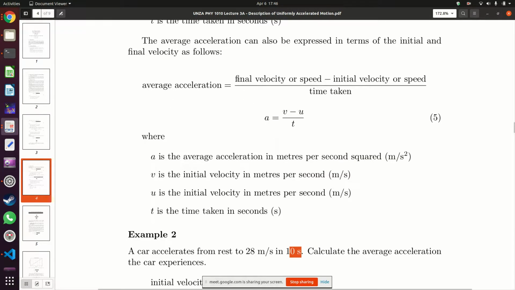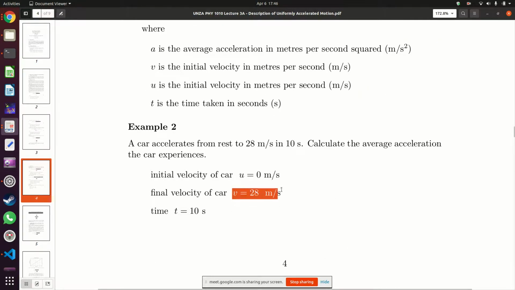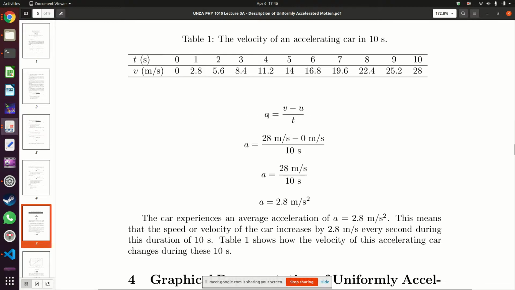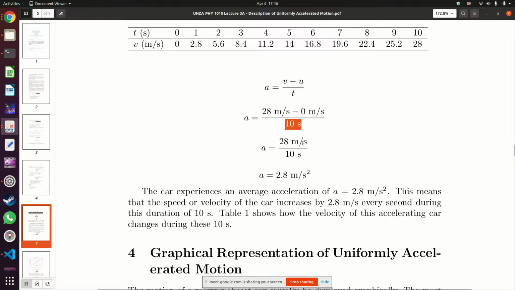Remember, the average acceleration is the final velocity minus the initial velocity divided by how much time. So a is equal to v minus u divided by t. v is 28 meters per second, u is 0 meters per second, and the time taken is 10 seconds. So you end up with 28 meters per second on top divided by 10 seconds. We end up with a value of acceleration, which is a equals 2.8 meters per second squared.